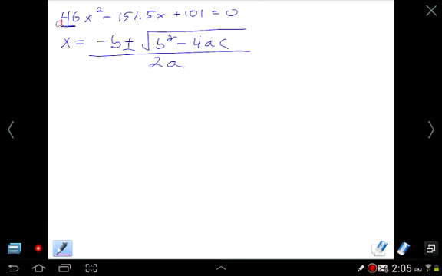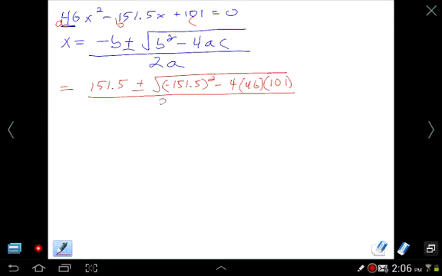This is your b term, and our c is our constant. So it's really a matter of plugging them in and solving it. So negative b means we have 151.5 plus or minus the square root of negative 151.5 squared minus 4 times 46 times 101, all divided by 2 times 46.